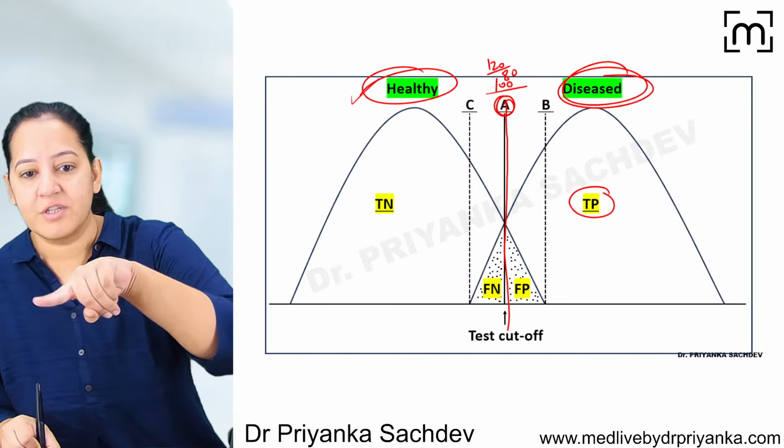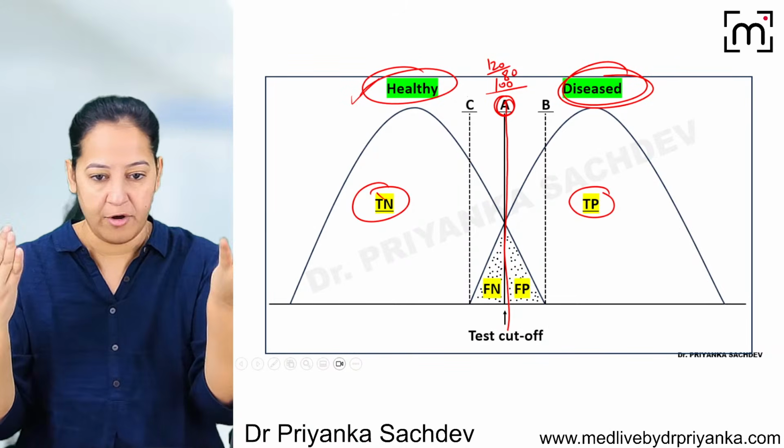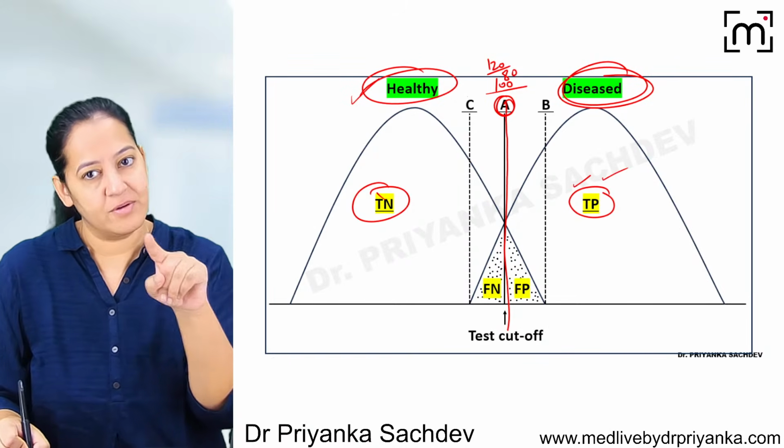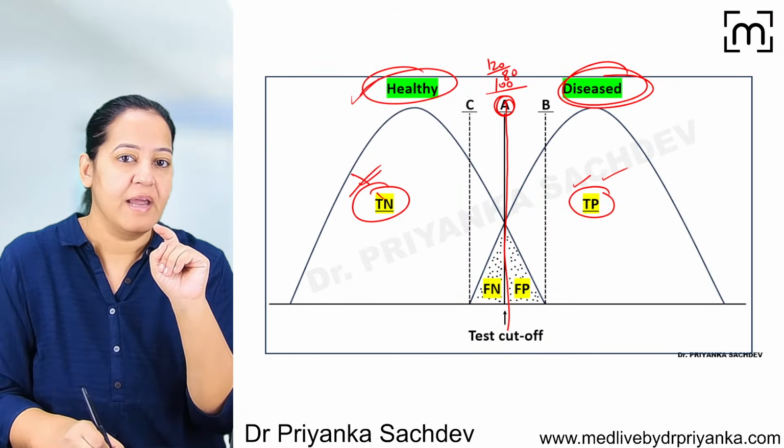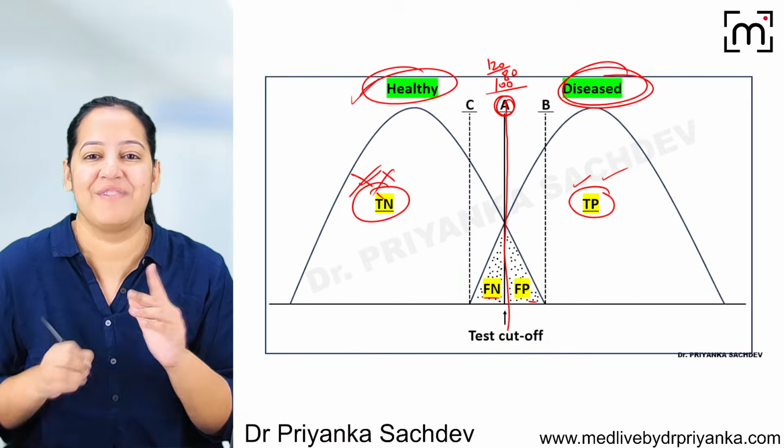So these all are true positive. These all are true negative. They have the disease and the test result is positive. They do not have the disease and the test result is negative. But there is a category which is false positive and false negative.